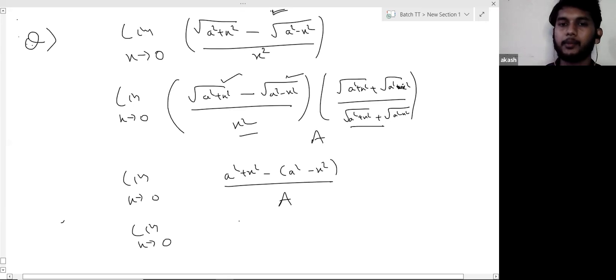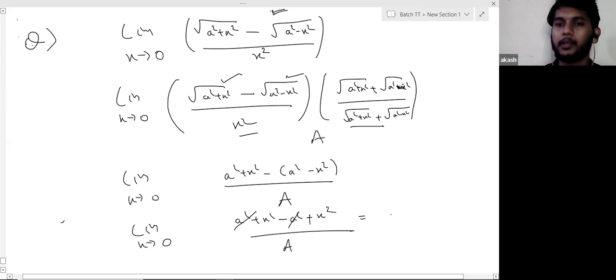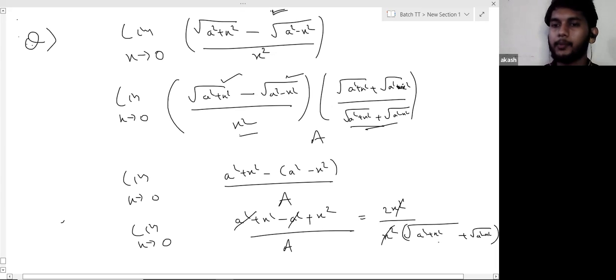So limit x tending to 0, this is a square plus x square minus a square plus x square. So a square and a square are cancelled. This is a. So in the numerator we have 2x square. In the denominator we have x square into this quantity, under root a square plus x square plus under root a square minus x square. So x square is cancelled. Put x equals to 0. So this is under root a square. So a plus under root a square, so 2a. So 1 upon a.